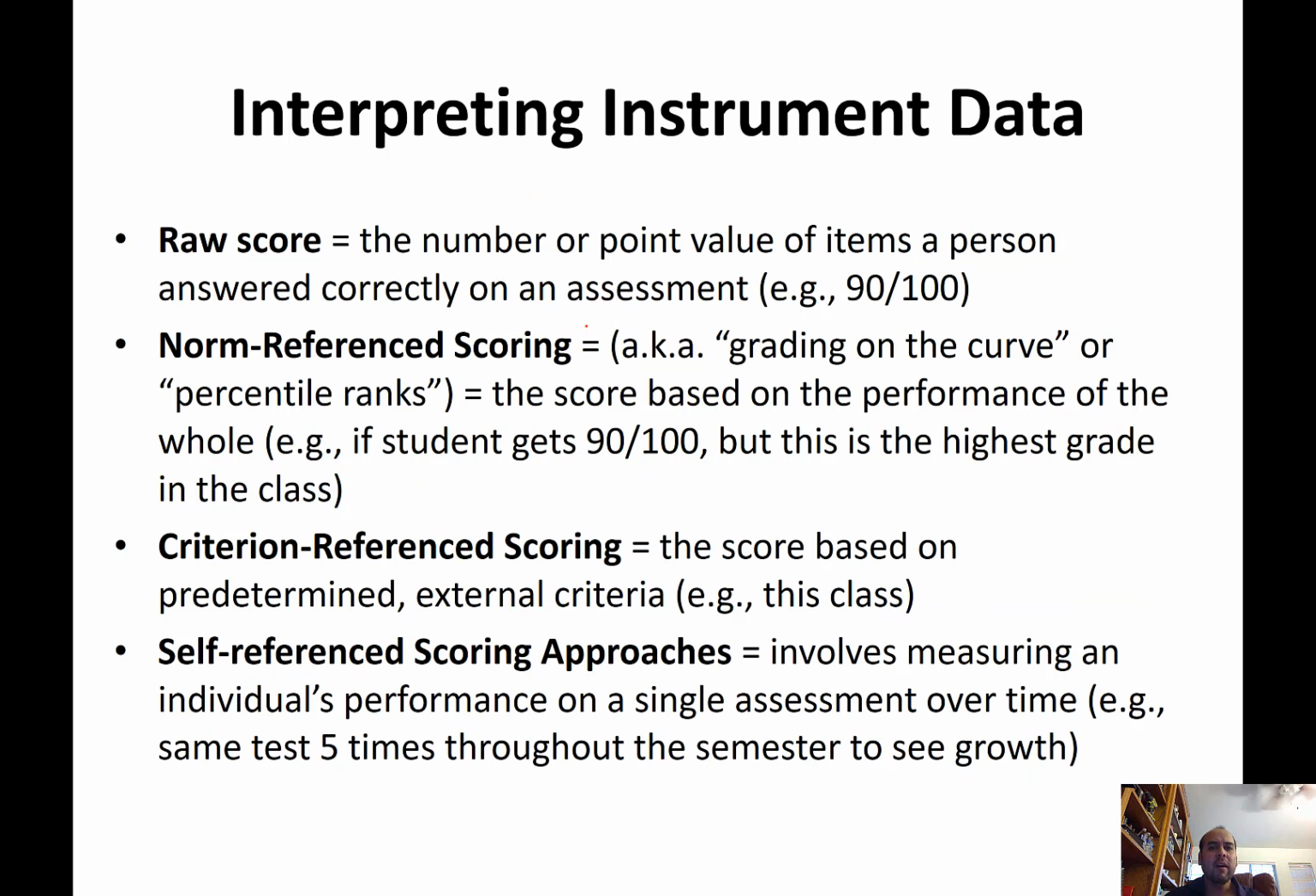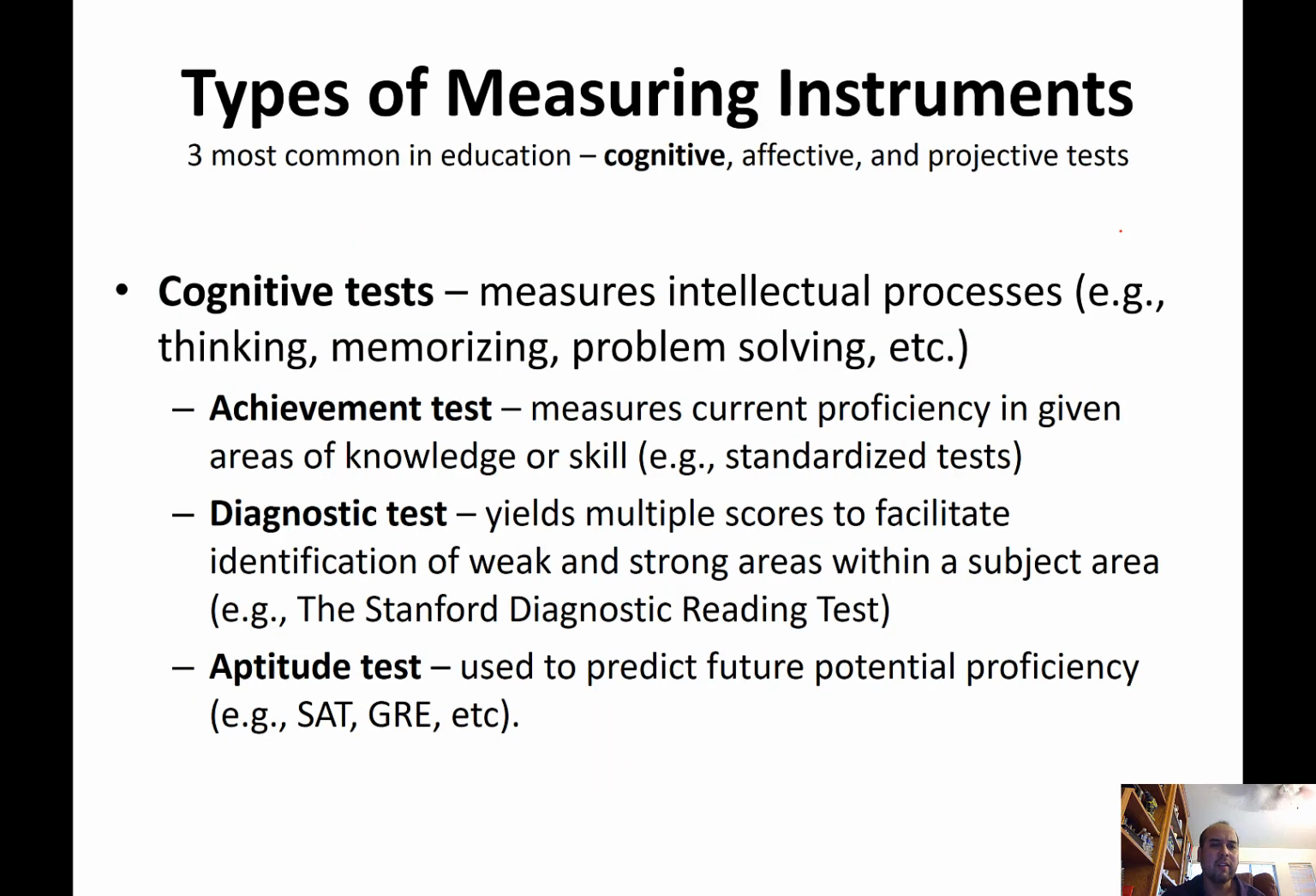Raw score, these are just ways of interpreting the data. Raw score is basically the number. You'll be getting a raw score for your quizzes, and you have normed reference scoring. This is grading on a curve. I don't grade on a curve, but some people do, and this is called normed reference scoring. This is the exact terminology. Then you have criteria reference scoring, and then you have self-reference scoring approaches, and your book will give you a more defined definition of all of these.